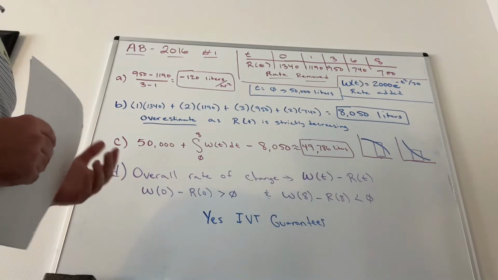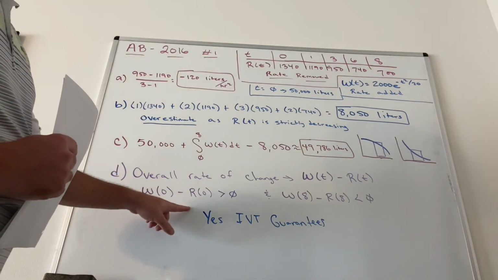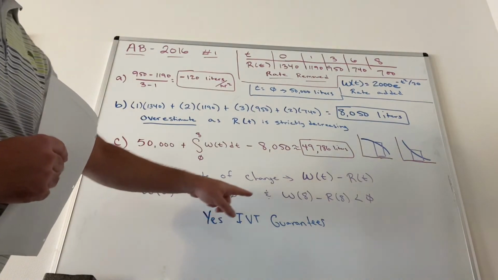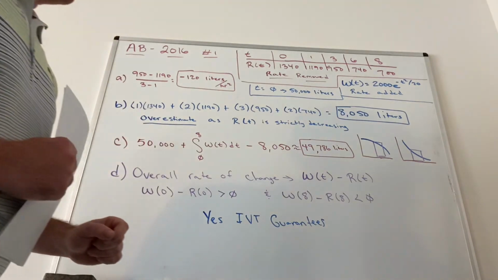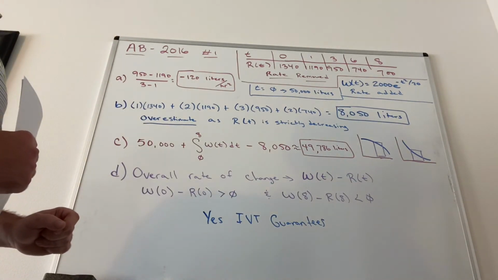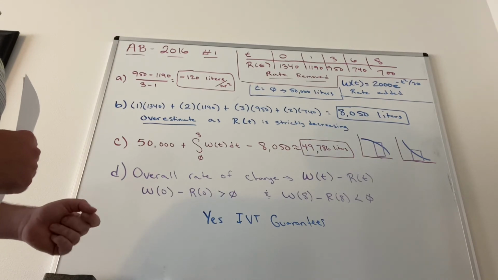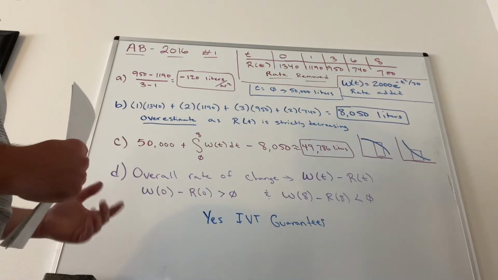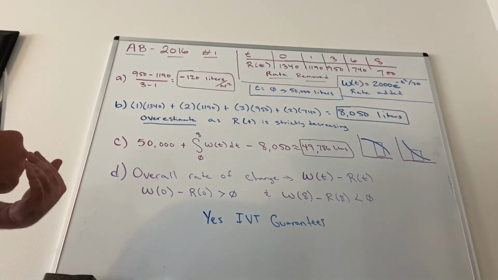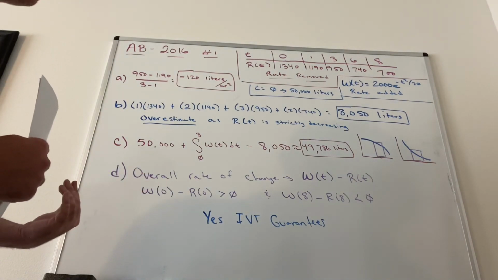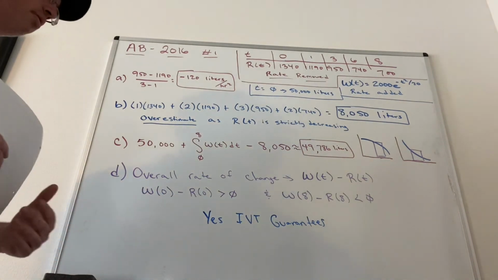So I checked my endpoints. W of 0 minus r of 0 is positive, and W of 8 minus r of 8 is negative. To go from a positive value to a negative value, you have to cross through 0, which means that at some point in time, w of t and r of t had to be the same thing. That's how you get a 0 out of that equation. So yes, the Intermediate Value Theorem guarantees it.